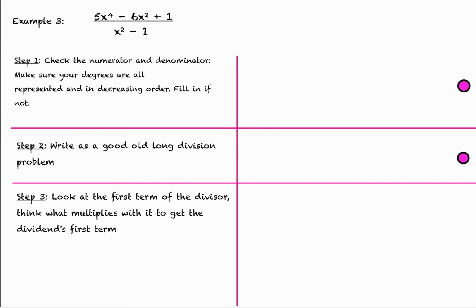All right, so let's get to that complicated one. Looks a little short and sweet, but is it? Check the numerator and denominator to make sure all degrees are represented in decreasing order. Fill in if not. So our highest degree here is 4. 3. Wait, there's no 3. 2. What? There's no x to the third and there's no x. Fill in if not.